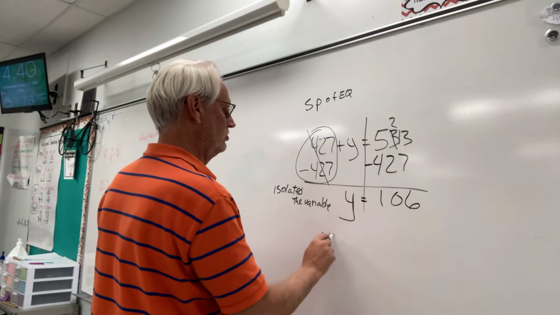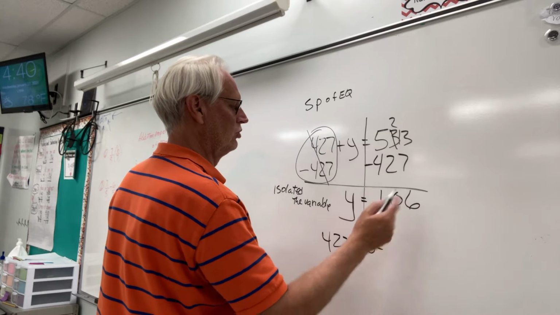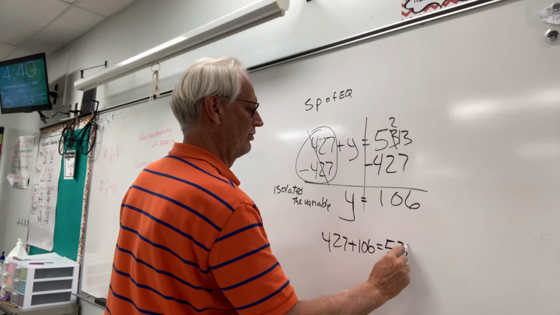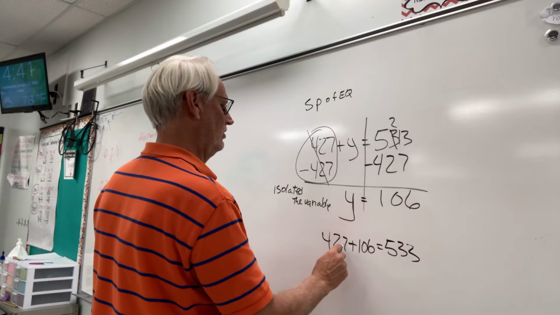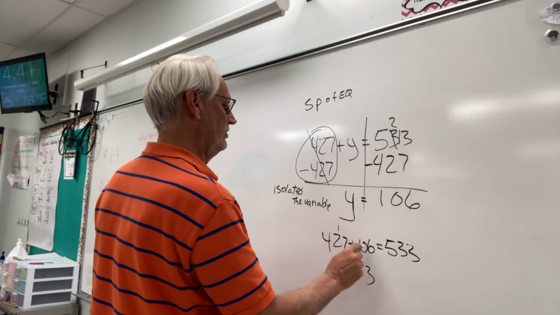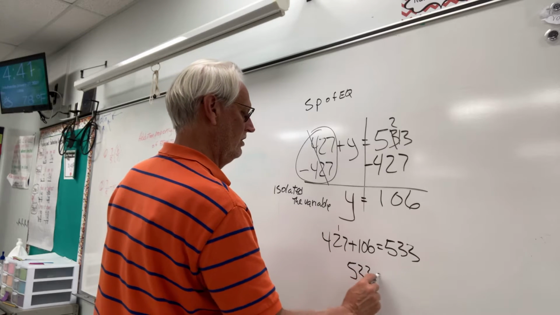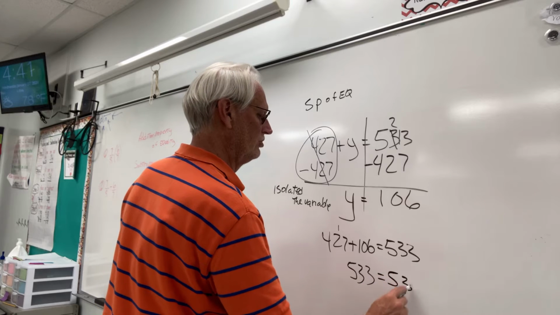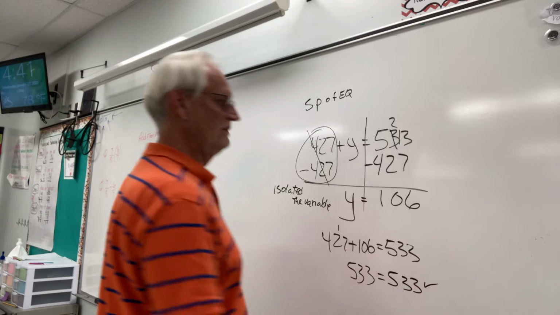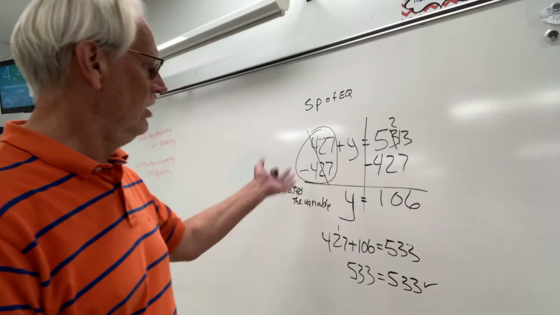So I have 427 plus 106 equals 533. So 7 and 6 is 13, carry the 1. 1 and 2 and 0 is 3, and 4 and 1 is 5. So 533 equals 533, and that's a true statement. So that is our work here.